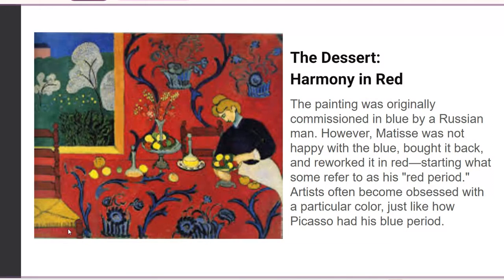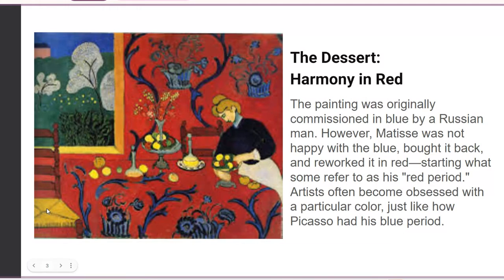This painting was commissioned. That means that a Russian man asked Matisse to paint him this painting. However, he wanted it in blue, but Matisse did not like it in blue, and he asked for it back, and he painted it in red. This is called his red period. That means a period in his life where he would constantly use only the color red.